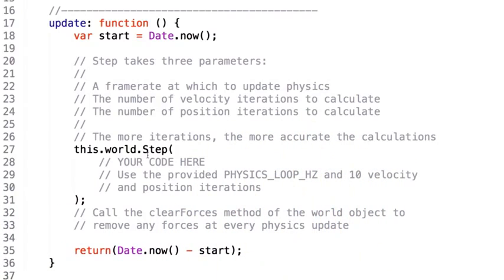Now, for our purposes, we make the assumption that the game is running at a solid 60 frames a second. Thus, we expect the update loop to be called 60 times a second, giving us a time slice value of 1/60. Next, we pass two values to the step function, which represent the number of iterations that the physics engine should spend solving collisions and velocities to ensure proper placement.